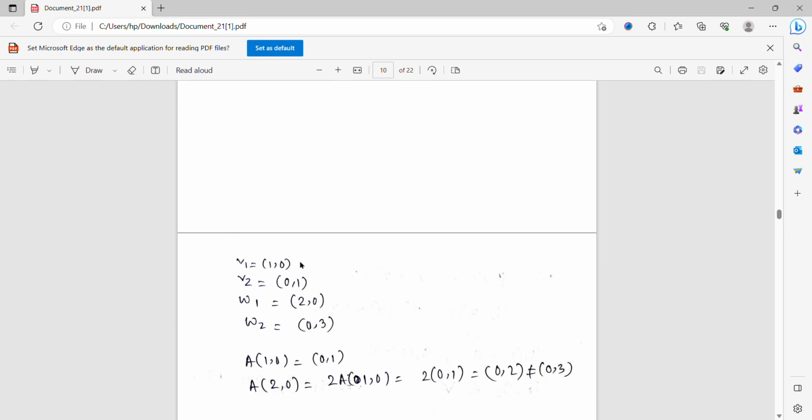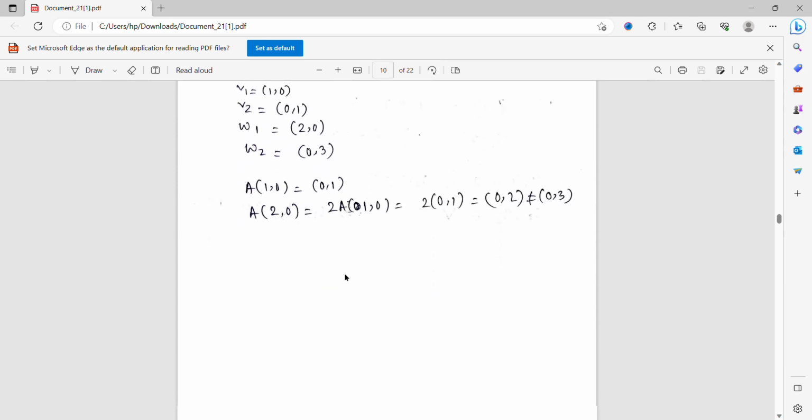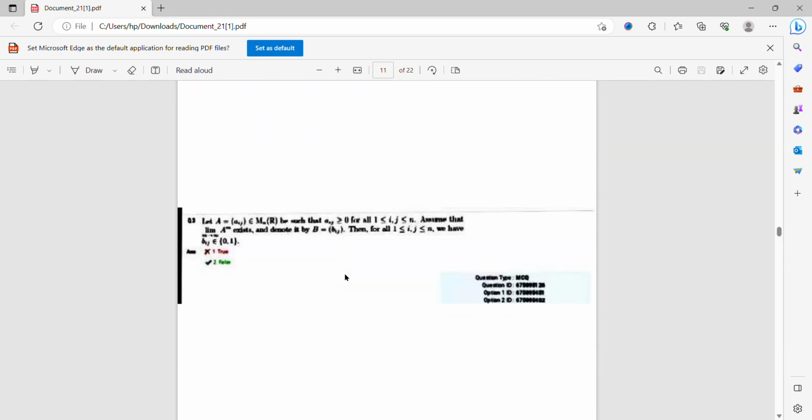So using this concept we can make a counterexample. Let's see. Say v1 equals (1,0), v2 equals (0,1), w1 equals (2,0), w2 equals (0,3). So A of (1,0) equals (0,1), if it's so. A of (2,0) equals 2 times A of (1,0), which is 2 times (0,1), which is (0,2). That is not equal to (0,3). So we cannot have such a matrix. Okay, so this is the counterexample. So the statement is basically false. Now come to the next one.